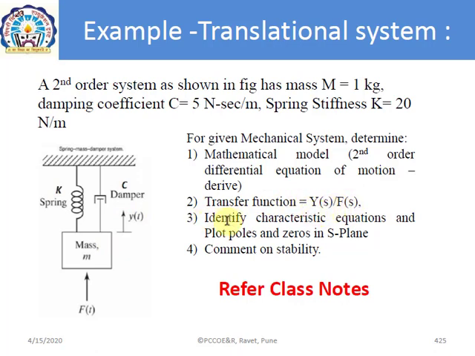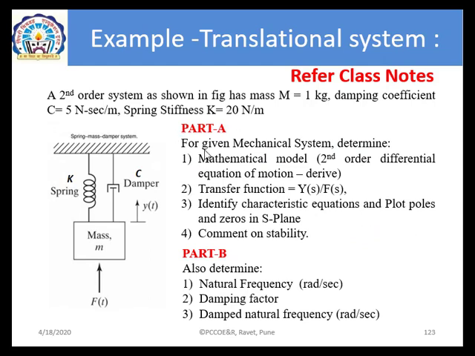Then we have to identify the characteristic equation, plot poles and zeros in the S-plane, and comment on stability. Already we discussed in part A, we are going to determine for a second order mechanical system, first the mathematical model, that is the differential equation of motion. Then second, the transfer function. Third, we are going to identify the characteristic equation from this transfer function, and also plot the poles and zeros in the S-plane.